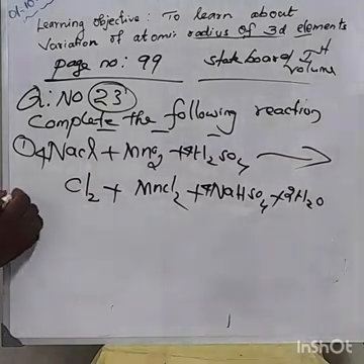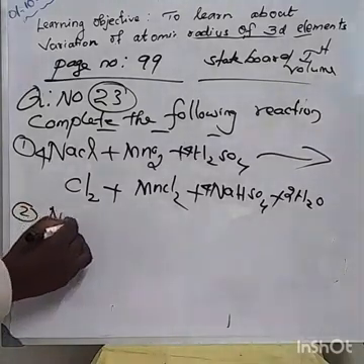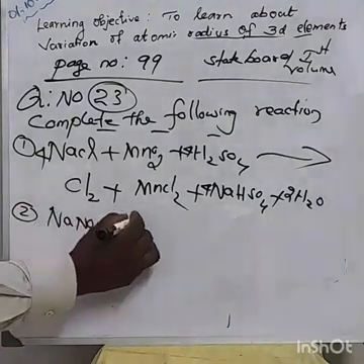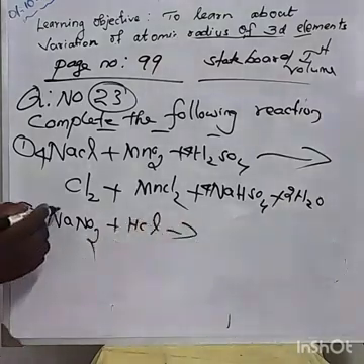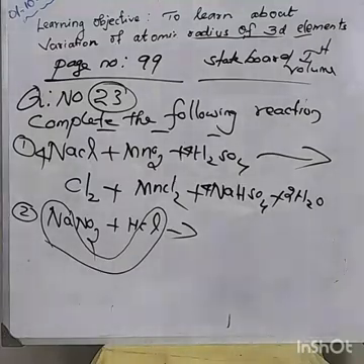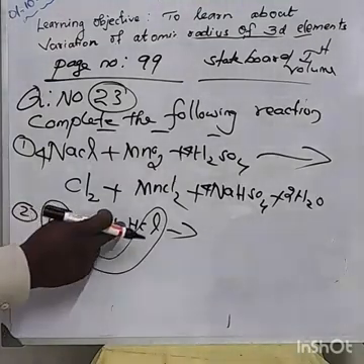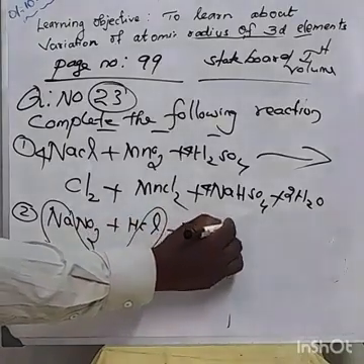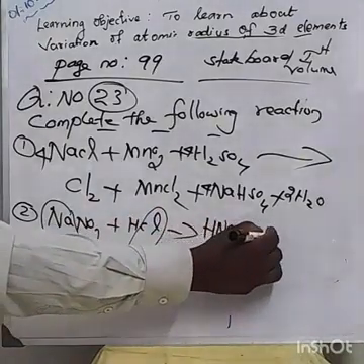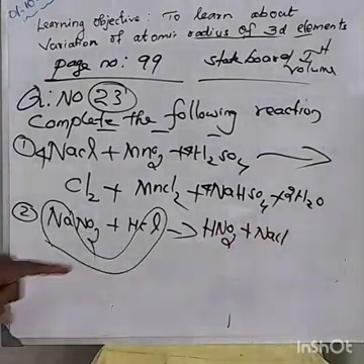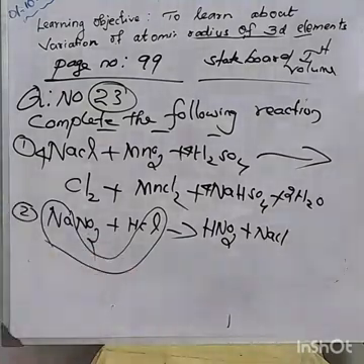Sodium nitrite, that is NaNO2. This one reacts with hydrochloric acid. So what's the product? Na combines with Cl. So what's the product? NaCl. Then H combines with NO2 to form HNO2. Nitrous acid. HNO2 means nitrous acid. Okay. The third one.